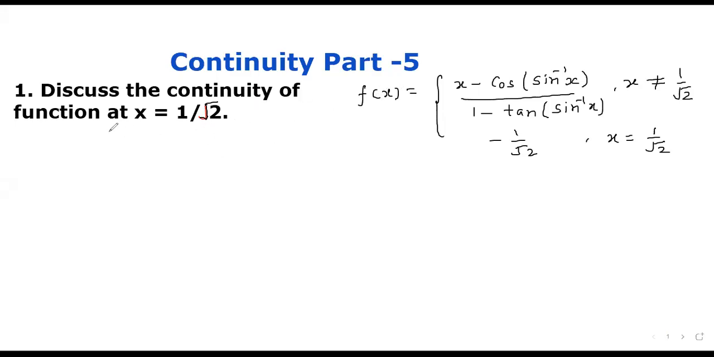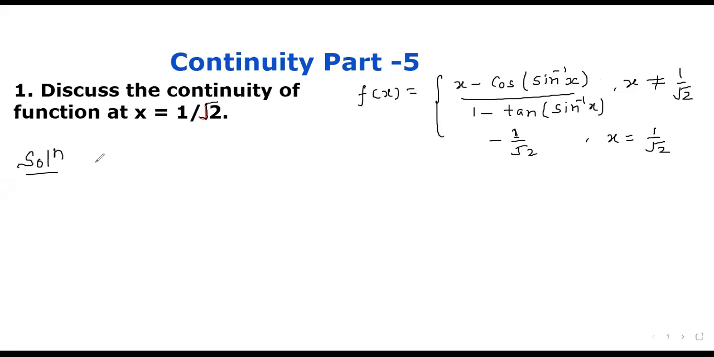Continuity, part 5, question number 1. Discuss the continuity of the function at x equal to 1 upon root 2. The function is given as (x minus cos sine inverse x) divided by (1 minus tan sine inverse x) when x does not equal 1 upon root 2, and it is minus 1 upon root 2 when x equals 1 upon root 2.